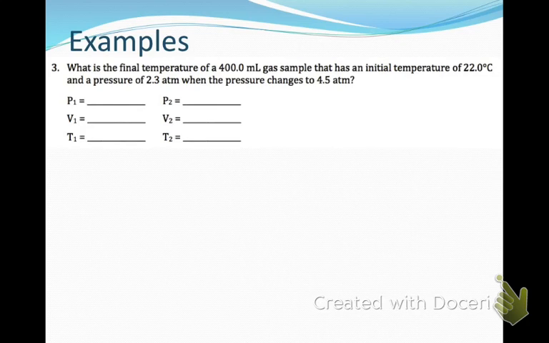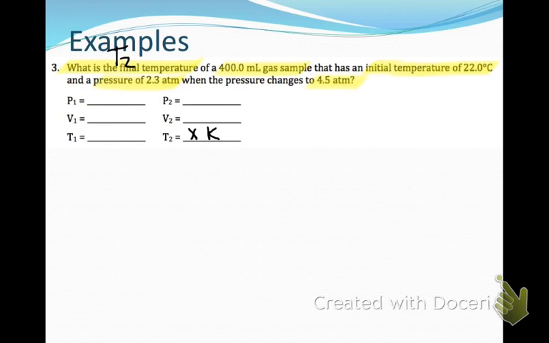Number 2 is pretty similar, so we're going to go to number 3. What is the final temperature of a 400 ml gas sample? So already they tell us what is the final temperature. We want to know what T2 is. Of a 400 milliliter gas sample that has an initial temperature of 22.0 degrees Celsius and a pressure of 2.3 atm, when the pressure changes to 4.5 atm. So let's make sure that we know what everything is. We want to know what the final temperature is, so that's our unknown. We know that's in Kelvin because it's temperature.